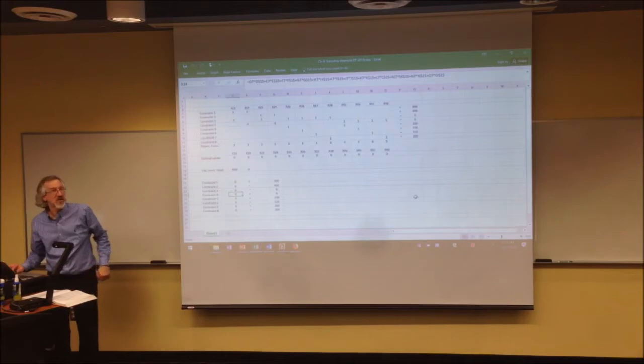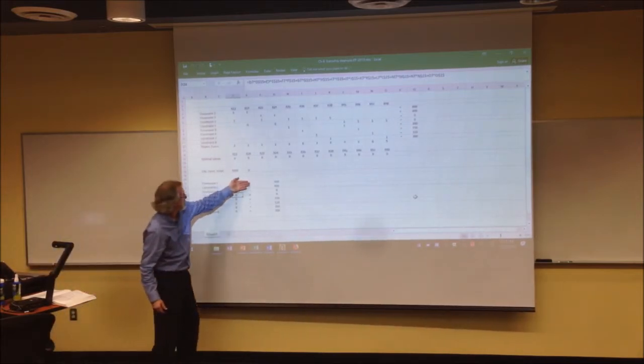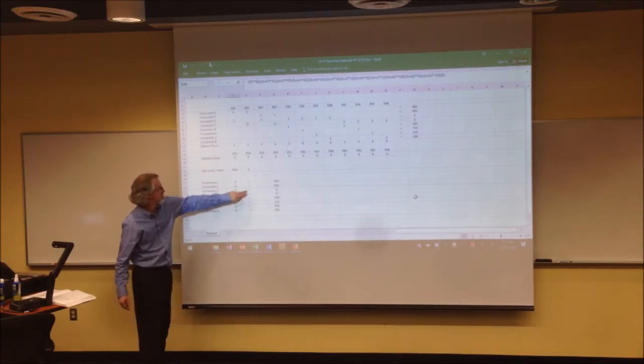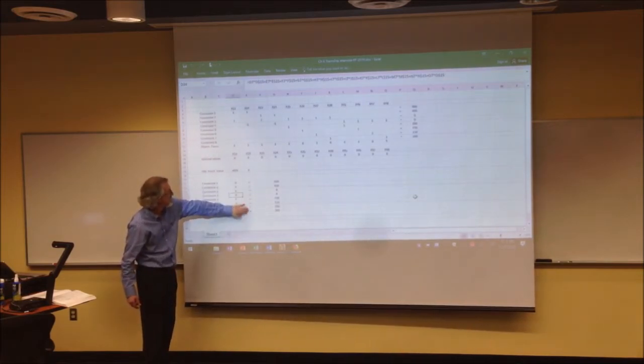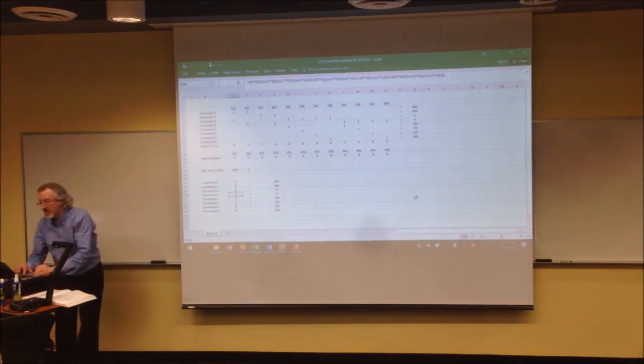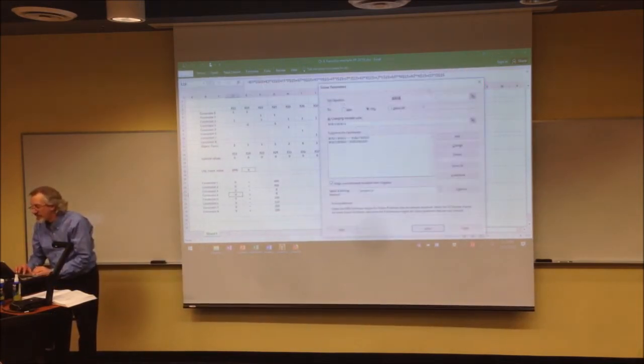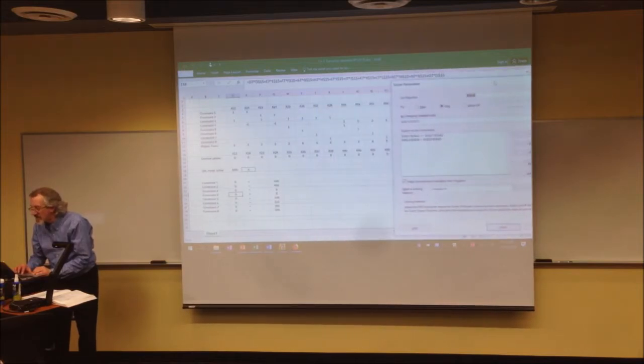So it's not too hard to set these up. Here's your less than or equal, here's your equal, here's all your equals also, right? So we have equal, equal, I can bunch these together, and then we have two less than. Here we go. Data, Solver.